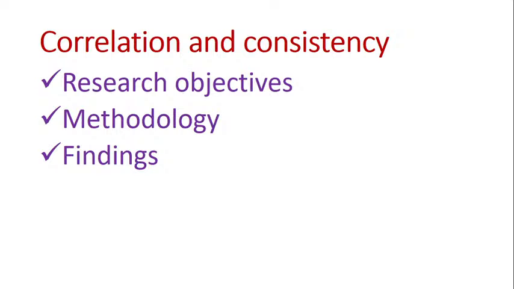Looking for apple, you write about how to cultivate apple, and your finding should be an apple, right? This is what I see in most research articles. So please be careful while writing correlation and consistency. After completion of the article, you put this in one table: you copy and paste, in one column you write down the objective, in another column the methodology, and in the third column the finding. You ensure the correlation before submitting the article to the journal.